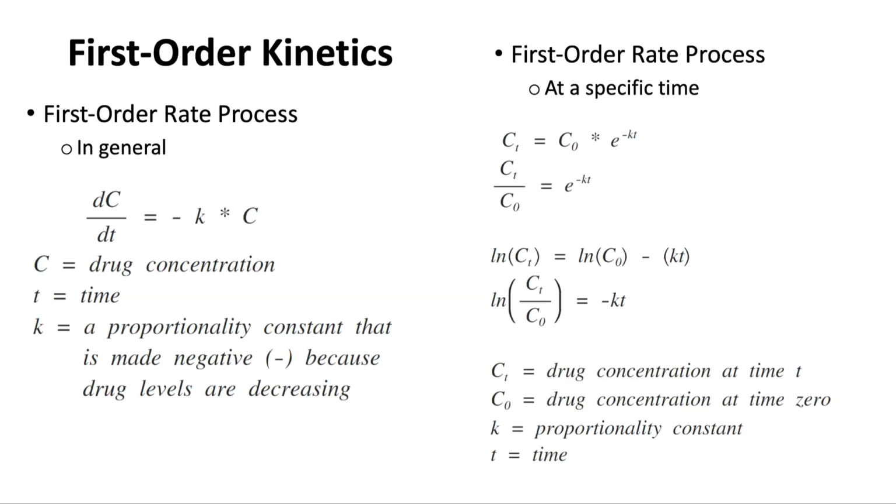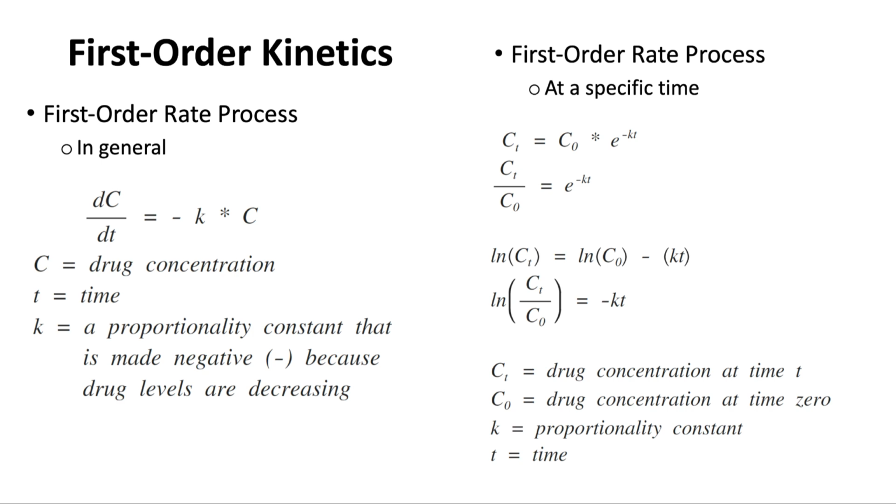So let's look at some of those numeric descriptions of what we just illustrated in that plasma concentration curve. What we're going to define is that a first order rate process can be described in general as the derivative of the plasma concentration, that is the change in concentration over the change in time. So the dC/dt, okay, the change in concentration as it occurs with a change in time, is equal to some negative k value times the plasma concentration at the time.